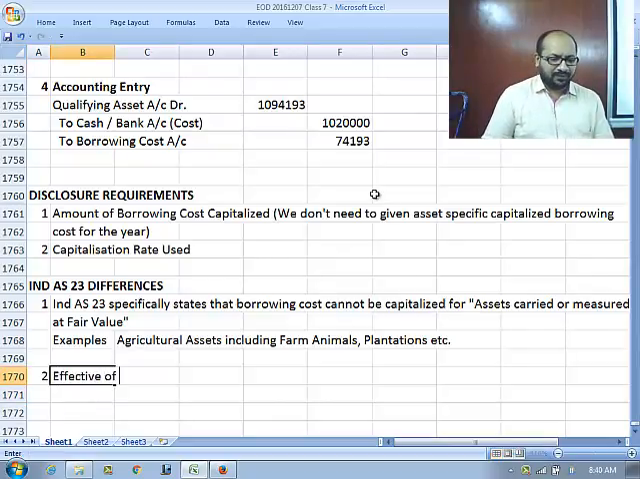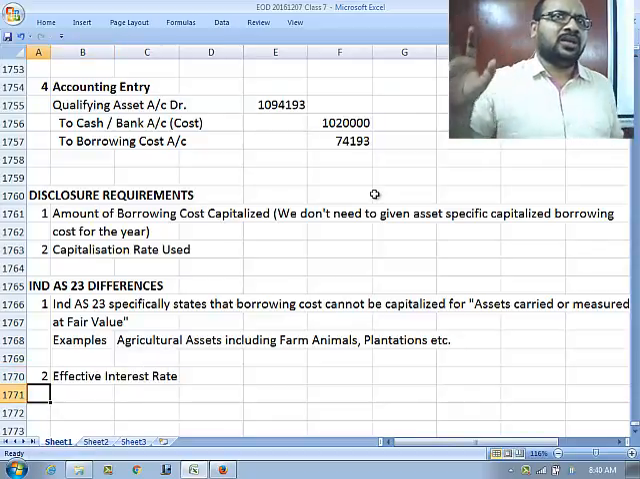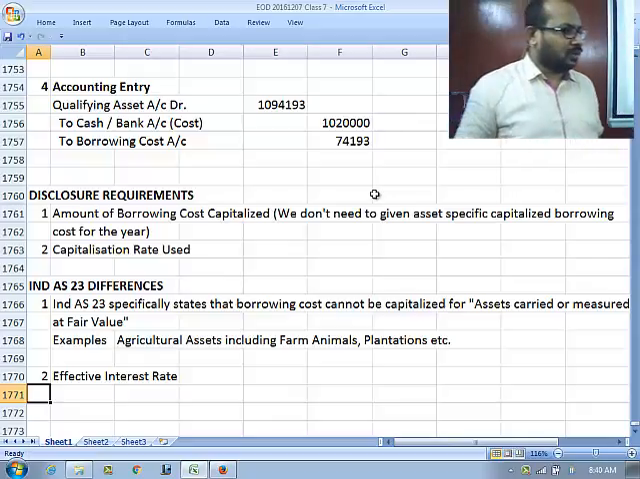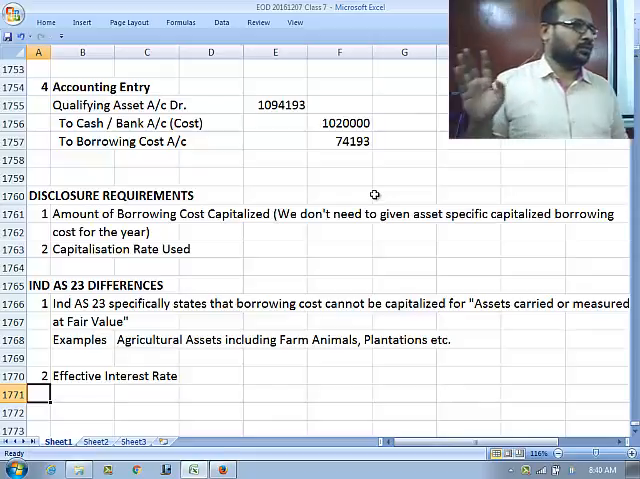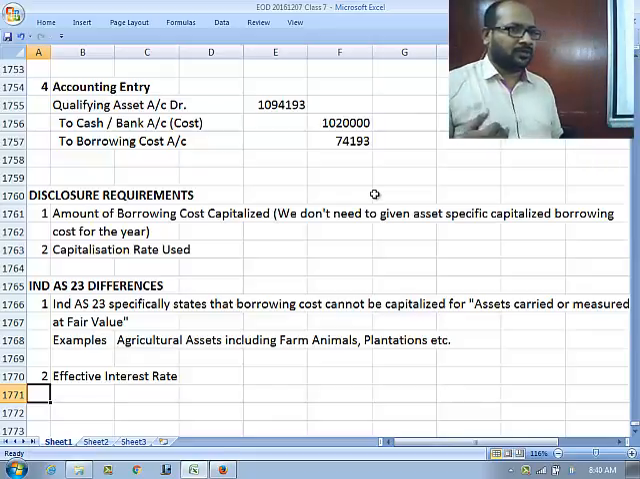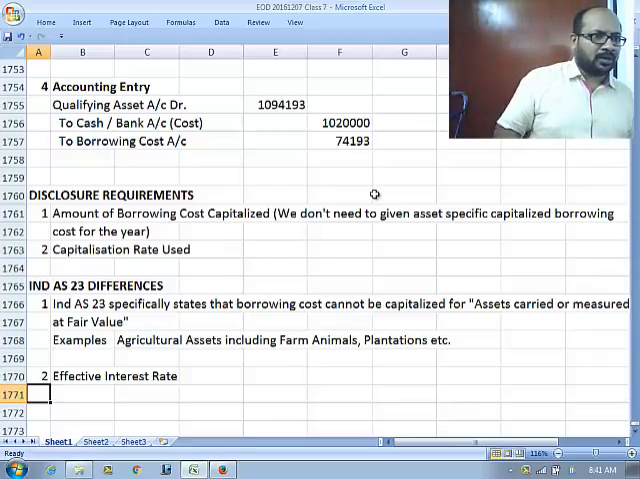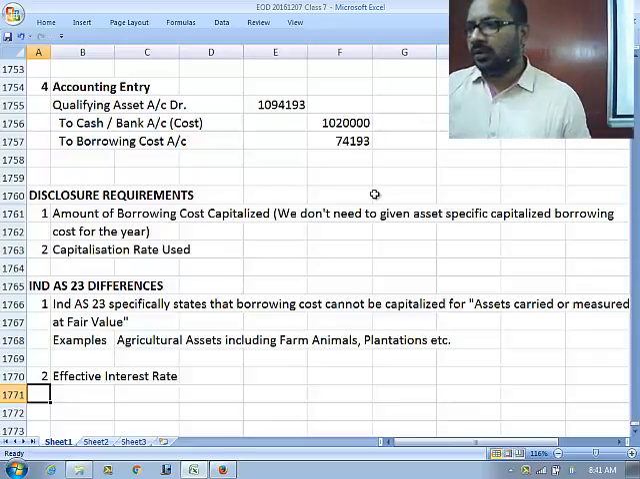Second is a concept of effective interest rate. I will say that this is not exclusive to IND AS 23. Even in today's context, we end up using this concept of effective interest rate. Somewhere, I'm not sure whether you had an opportunity to see one such idea, but effective interest rate is a very popular accounting idea even today.